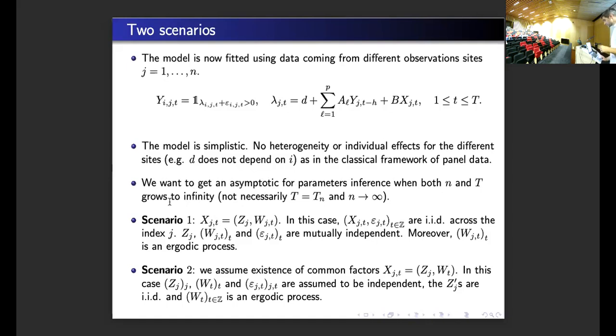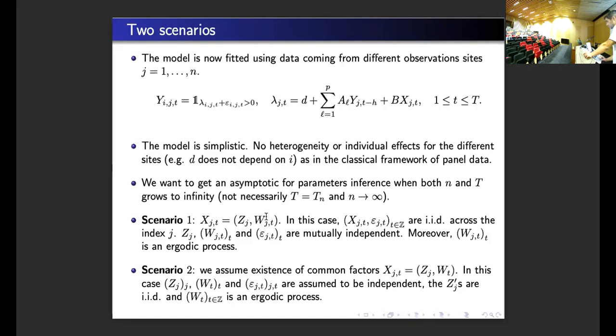So I investigate two scenarios. In the first scenario, I decompose the covariate as follows. I have a fixed part of the covariate which depends on the observation site j, but not on the time. This is typically the characteristic of the observation site. And then I have a time varying covariate which depends on the site j.